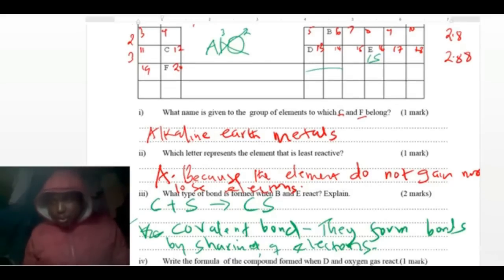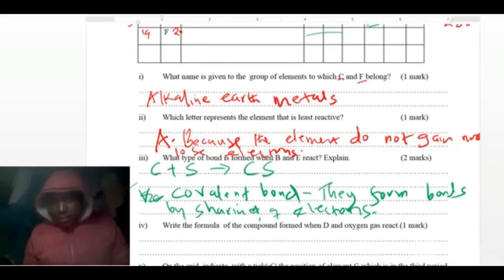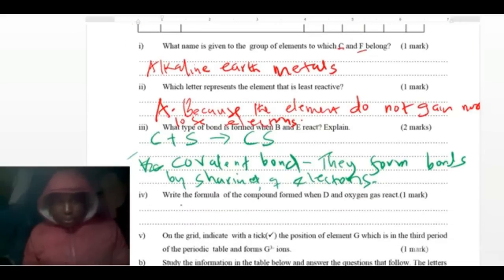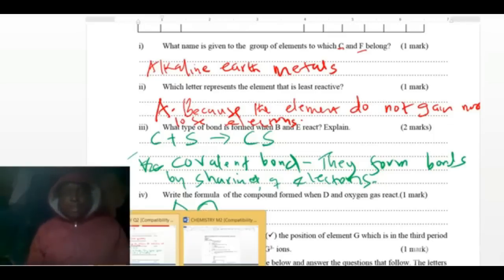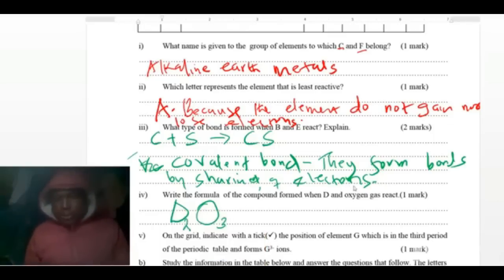Then you need to use the letters that were given. Therefore, it is going to form D, which represents aluminium, and then oxygen. So oxygen will have 2 here, and aluminium will have 3. This is the formula of the compound that is formed.